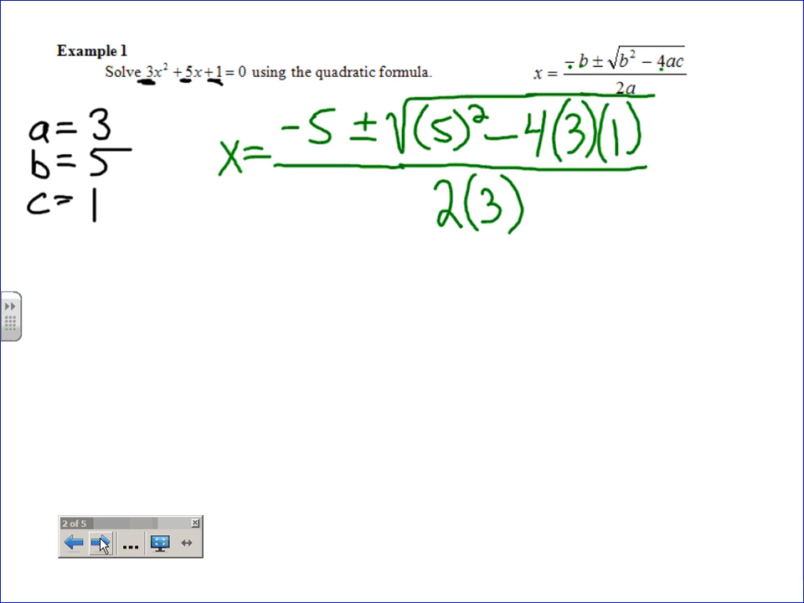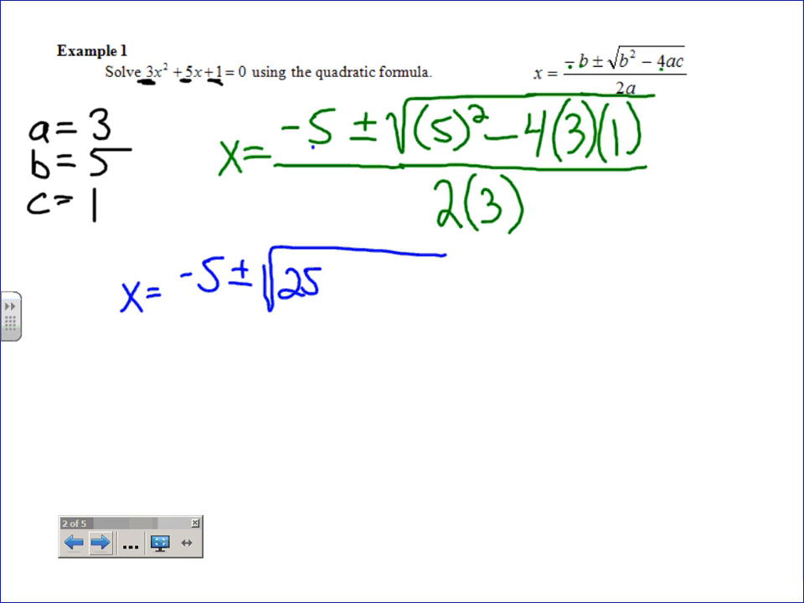I think the radical kind of draws my attention because it's a grouping symbol. It says do this stuff in here first. So here we go. X equals, so the opposite of 5, we're going to leave that. We're not going to touch that. Plus or minus the square root. Well, inside that square root, the thing that draws my attention is the exponent, because order of operations says to do that first, right? And so what is 5 squared? I think we all know that one.